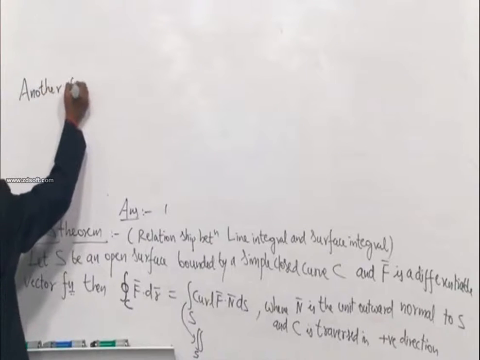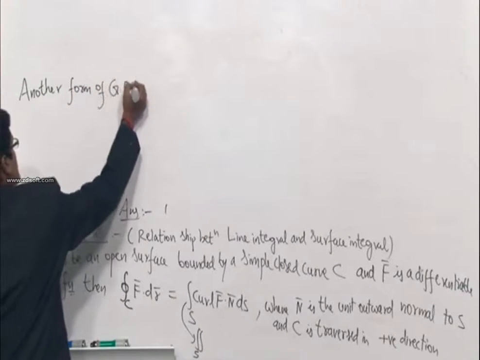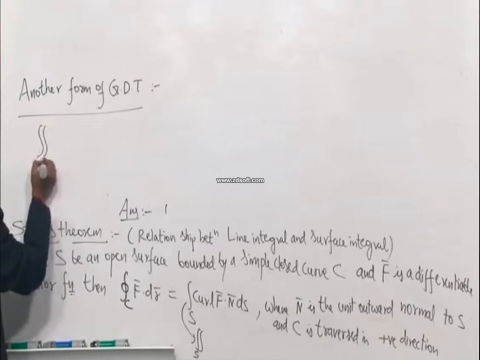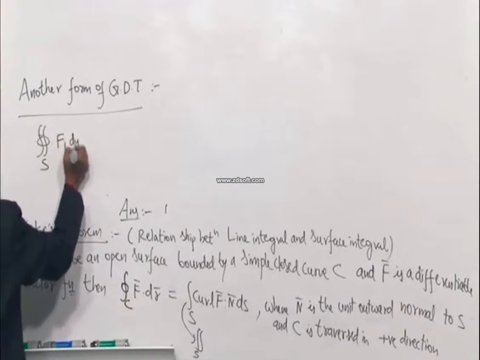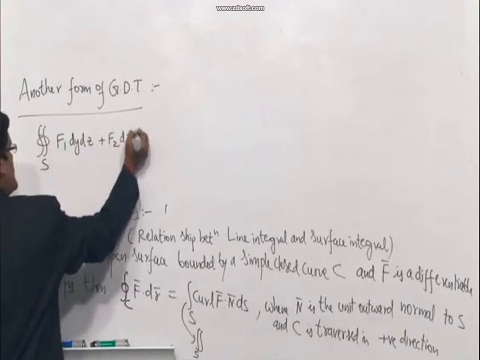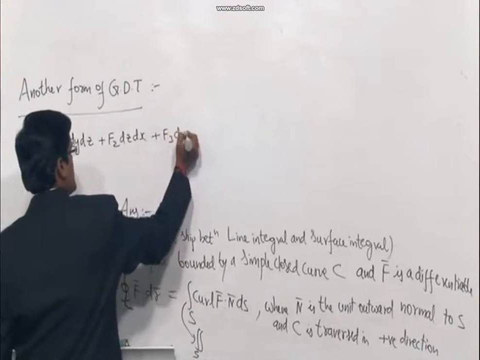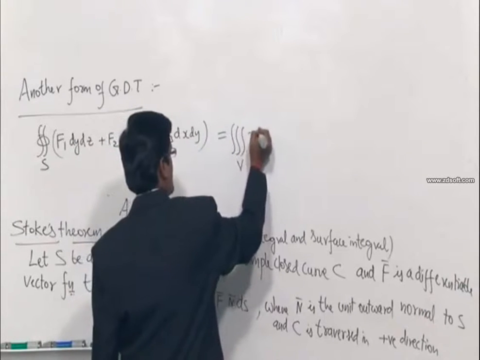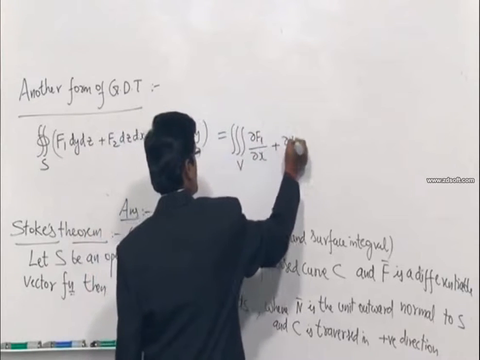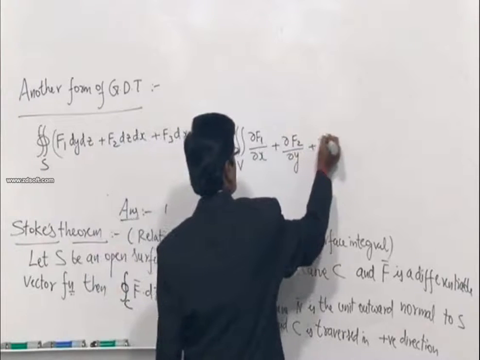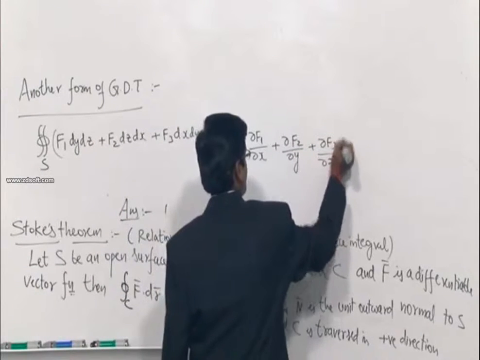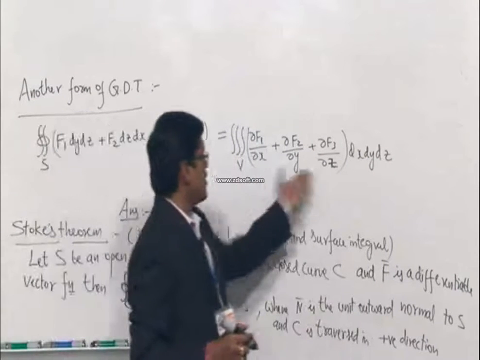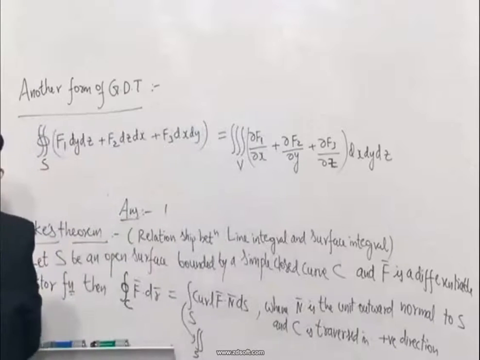Another form of the Gauss divergence theorem, GDT, full form Gauss divergence theorem. Double integral over S of f1 dy dz plus f2 dz dx plus f3 dx dy is equal to triple integral over V of del f1 by del x, that is dou f1 by dou x, plus dou f2 by dou y, partial derivative with respect to y, plus dou f3 by dou z, dx dy dz. So this is nothing but the evaluation of div f bar. Integral over V means triple integral only. Just the same, nothing else here.